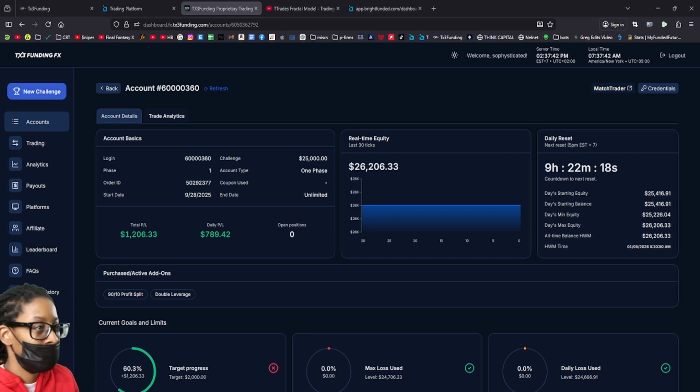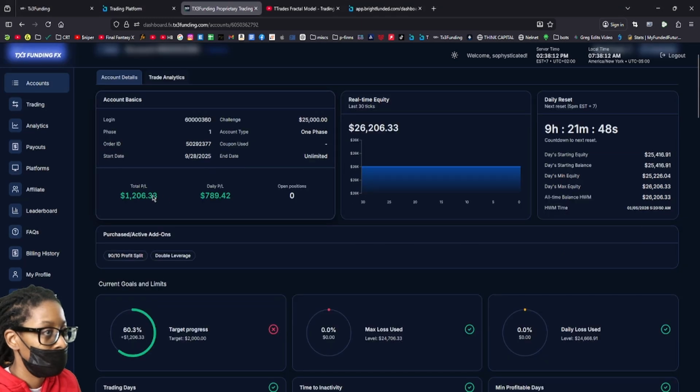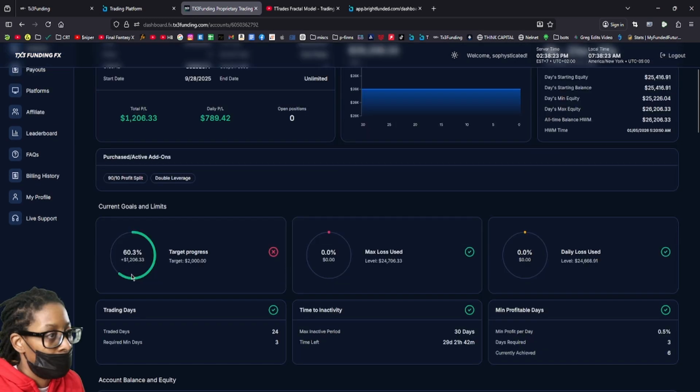All right, so the profit target is 2,000. I didn't really calculate my lots because I was so focused on trying to show you guys how I enter, so I just kind of randomly placed a lot. I think it was a lot. And no, it was 3 lots, I'm sorry. I placed 3 lots on GU for this 5K. The total P&L is $1,206.33, and what I made today was $789.42. I have made 60% of this 2,000 target, so I don't have that much to go, actually.